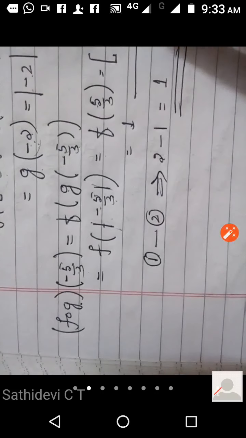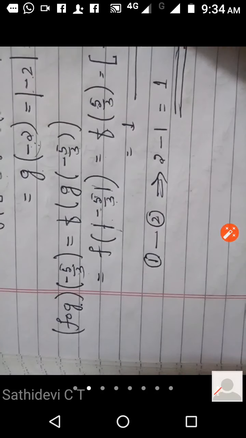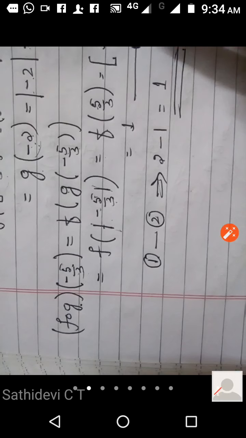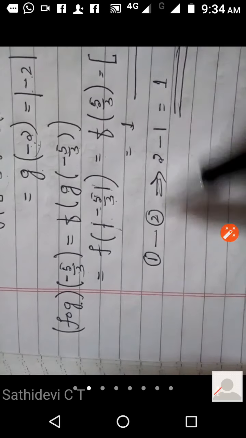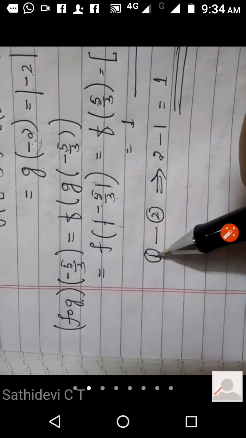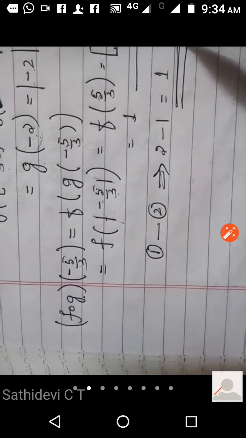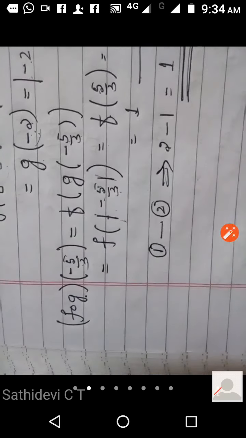And 5 by 3 means 1.6 repeated, where 6 is recurring. It's a rational number. So here you are getting greatest integer of 1.6, which is equal to 1. And now you substitute, so 1 minus 2, you are getting the required value equal to 1. That's the first question we had to do.